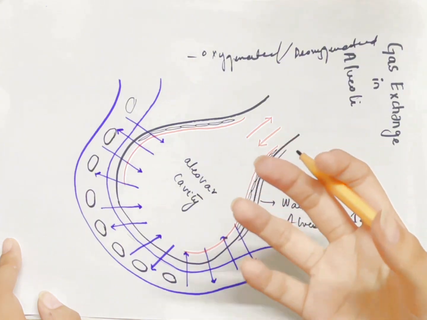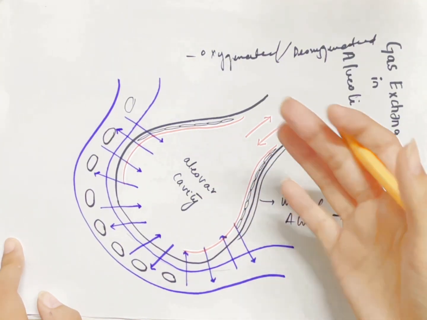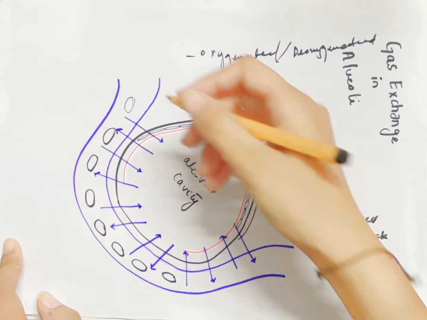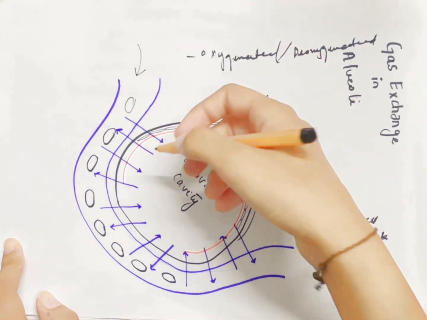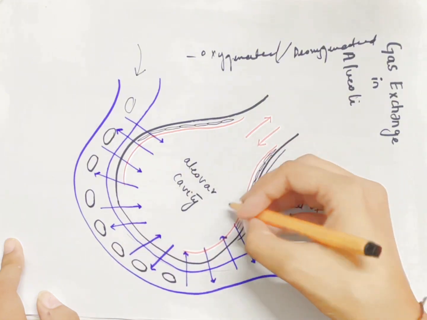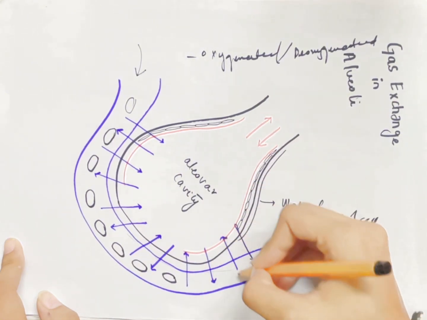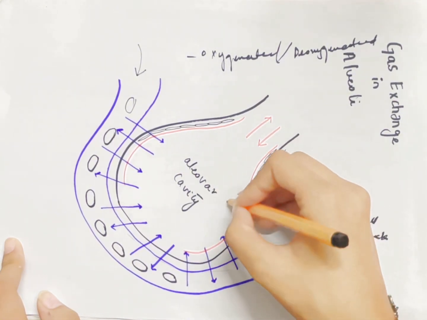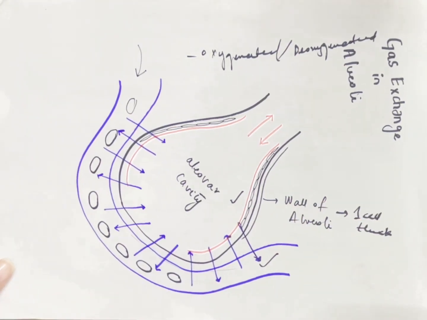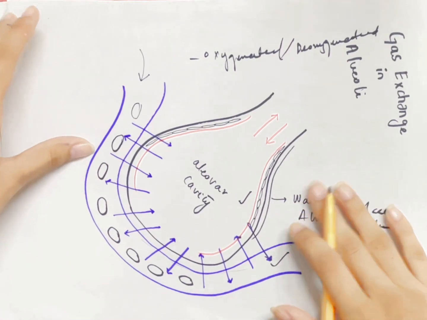When we talk about the oxygen and carbon dioxide concentration gradient between the alveolar air and the blood, that is maintained by two major factors. One is the continuous flow of blood through the blood capillaries, and the other is the movement of air in and out of the alveoli, from the blood capillaries to the alveolar cavity. These are the two major factors due to which the gaseous exchange in the alveoli plays a very important role.